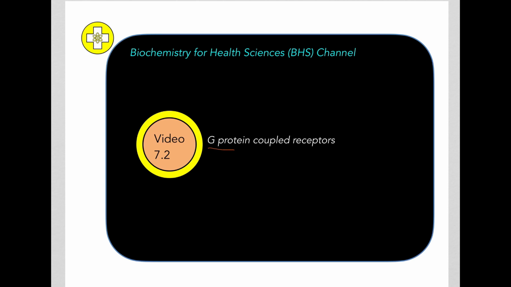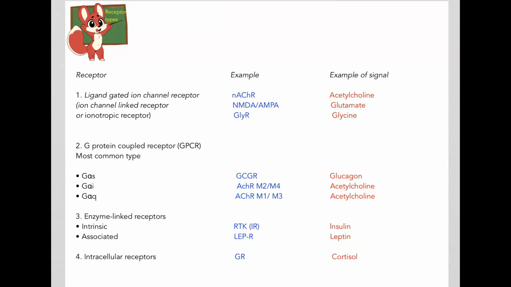In today's video, we shall discuss G-protein coupled receptors. In the previous video, we talked about the ligand-gated ion channel receptors, and we discussed three examples: the nAChR that binds acetylcholine as a signal, the NMDA-AMPA receptor, which binds glutamate, and the glycine receptor that binds glycine. So today we'll focus on GPCRs.